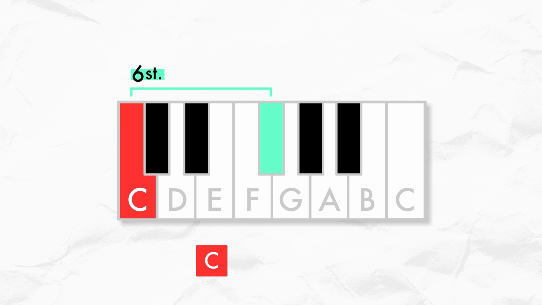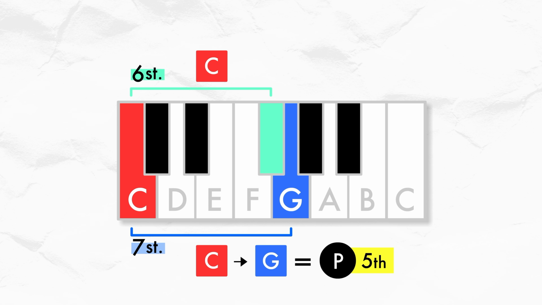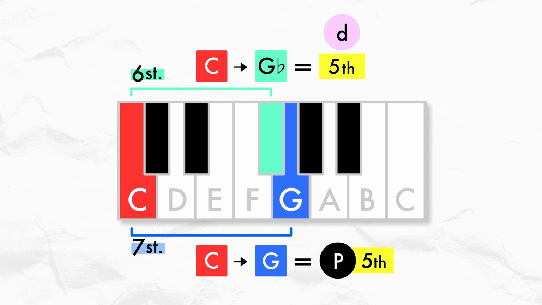In the same way, C to G is a perfect fifth, but C to G flat is a semitone closer. We know that the value between C and G is a fifth, and that the quality of a perfect interval that's been lowered by a semitone is a diminished, so that makes this interval a diminished fifth.